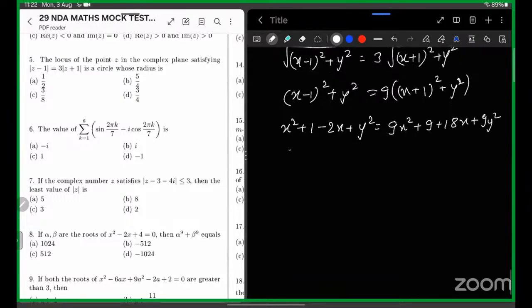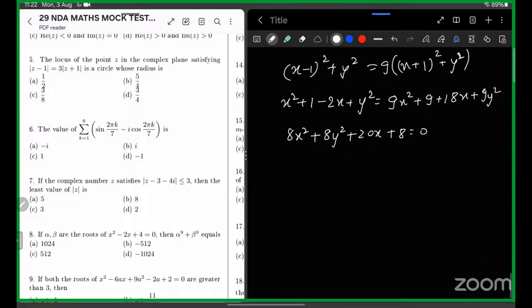Taking all the terms to one side, I will be getting 8x square plus 8y square plus 20x plus 8 equal to 0. So now taking 4 common, I will be getting 2x square. I should take 8 common instead. So I will be getting x square plus y square plus 20 by 8, which is 5 by 2, x plus 1 equal to 0. Okay.